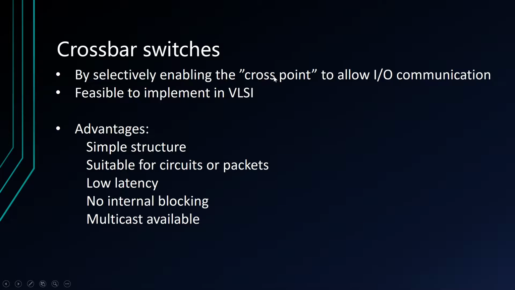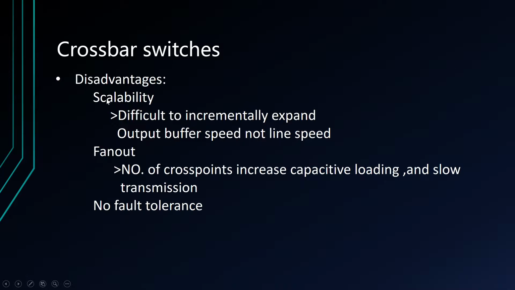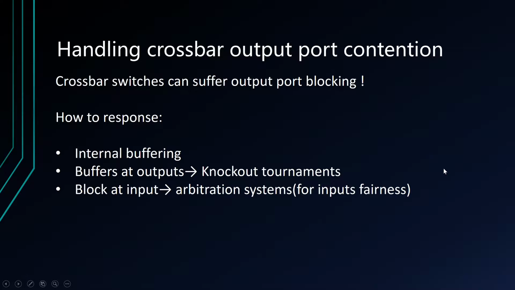There are several cross-points that selectively enable the I/O communication, and it is feasible to implement in a very large single integration. There are several advantages. Overall, there are also some disadvantages, such as scalability: the number of cross-points may increase, causing competitive loading and slow transmission, and there is also no fault tolerance. So these switches face the problem of suffering output port blocking. So how to respond to it?